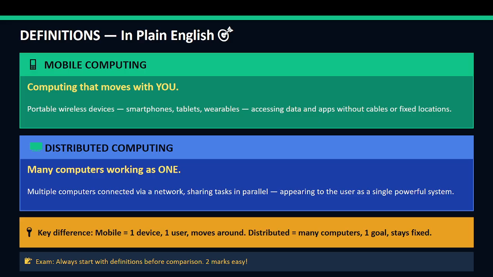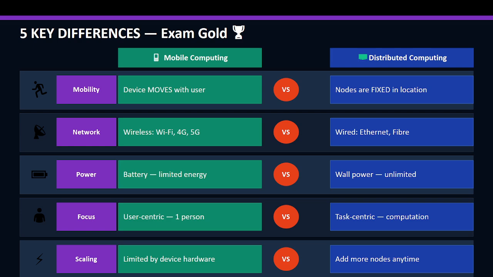Here is the key difference in one line. Write this down. Mobile: one device, one user moves around. Distributed: many computers, one goal stays fixed. These are 2 marks in your exam right there. You are welcome. Now the exam gold: 5 key differences. I'll go fast, so pause and screenshot this slide.